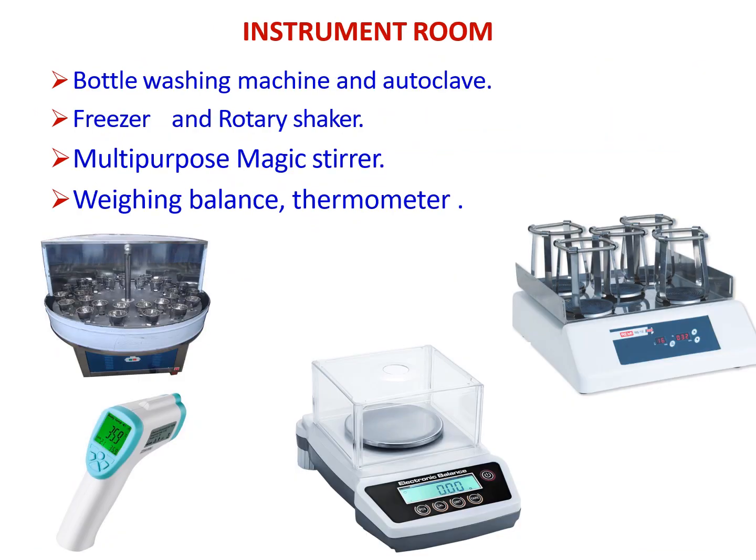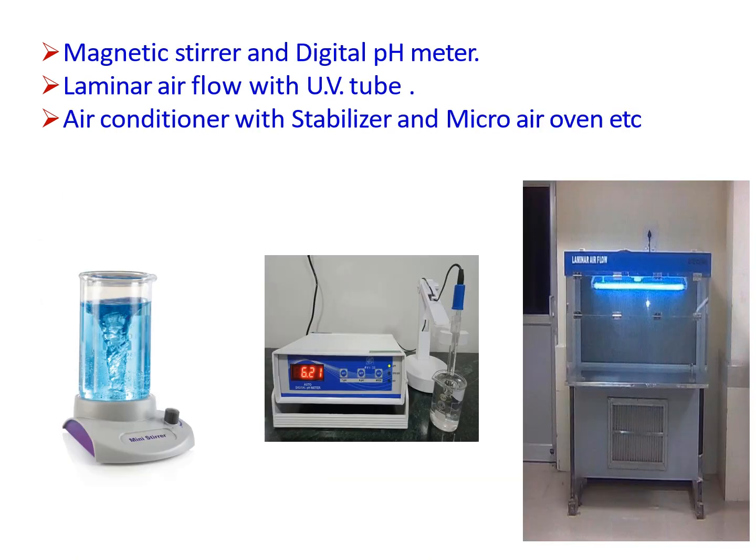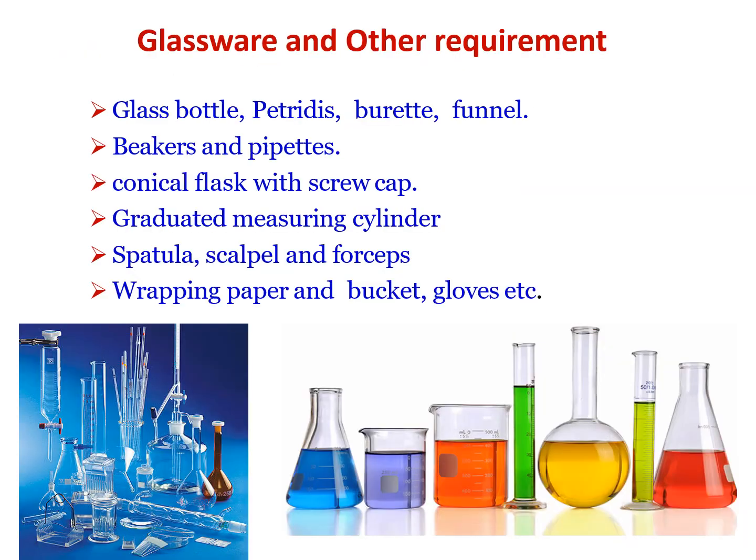This is the instrument room. These are the instruments which are required for performing some experiments during the culture or after the culture. That is washing machines or autoclaves, the freezer, rotary shaker, then the multi-purpose magnetic stirrer, then weighing balance, thermometer, and microscope, and whatever you want, you have to have there. The magnetic stirrer, digital pH meter, laminar flow chamber, UV chamber, air condition with the stabilizer, and other things.